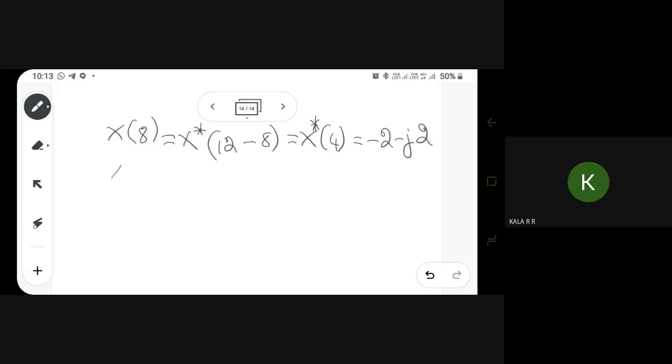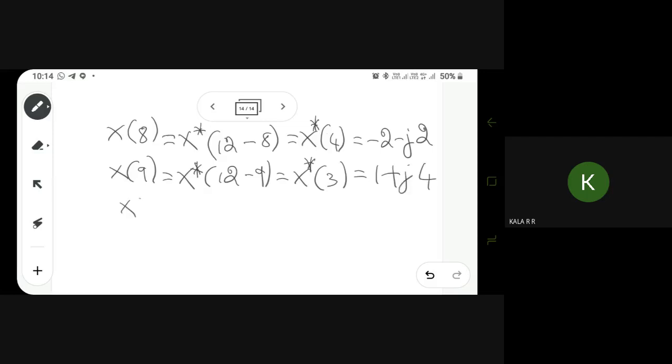Now for your x of 8. X of 8 will be the same formula. X star of 12 minus 8. Okay, it is x star of 4. It will become minus 2 minus j into 2. Okay, so your x of 9, same thing, x star of 12 minus 9, this is nothing but your x star of 3. It will be equal to 1 plus j into 4.